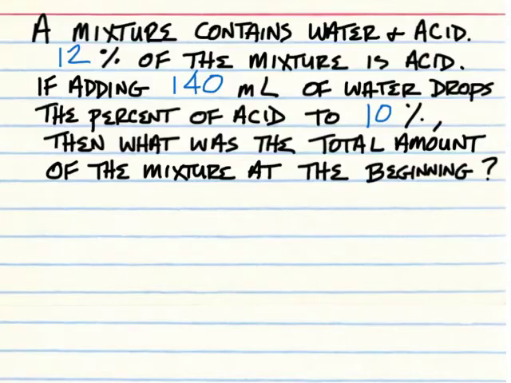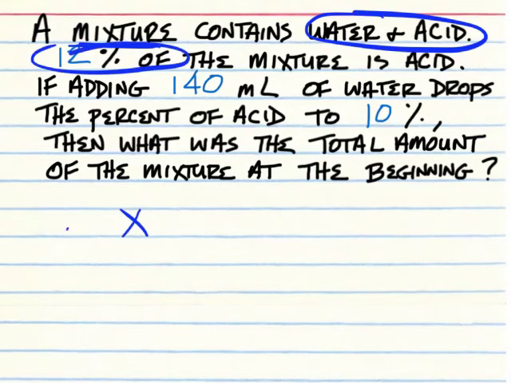Practice number 1. A mixture contains water and acid. 12% of the mixture is acid. If adding 140 milliliters of water drops the percent of acid to 10%, then what was the total amount of the mixture at the beginning? On the practice problem, you have to let the amount of mixture of water and acid be equal to X, and then multiply that by the percent of acid. That will give you how much acid in milliliters that we have.